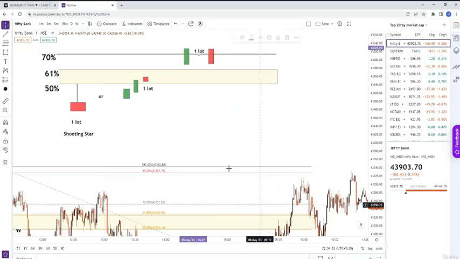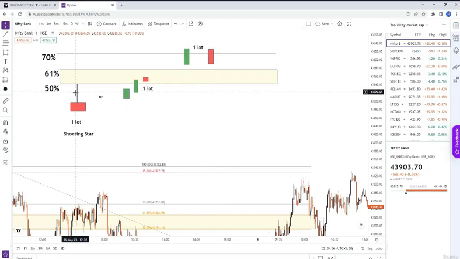As soon as it touches. Keep in mind this word: as soon as it touches, one lot goes here. Okay.